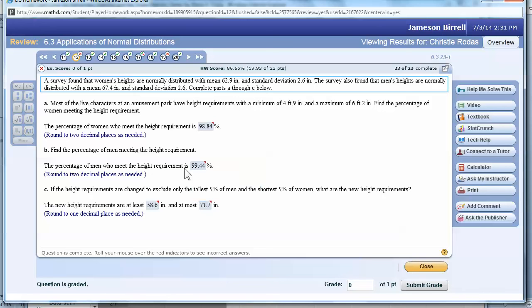So 99.44. Okay, if the height requirements are changed to exclude the tallest 5% of men and the shortest 5% of women, what are the new height requirements? Great question. Very interesting, right? So we've got to bounce between the two distributions, and here's what we're going to do.